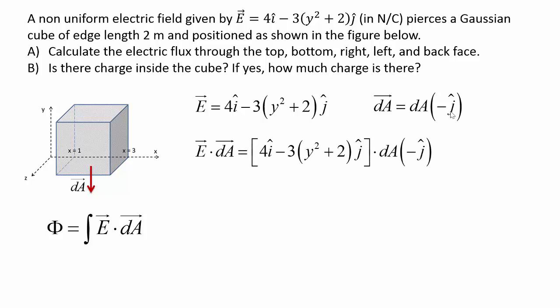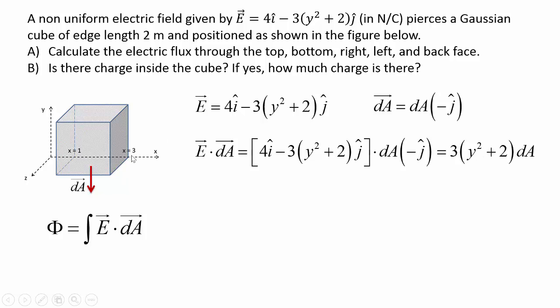And again, you have to remember that when you take the product between this first term and dA minus j, you're going to get 0. So all you have left is minus 3y squared plus 2 multiplied by minus dA. That gives me a plus. And the result is 3 times y squared plus 2 times dA. Very similar to what we had previously.